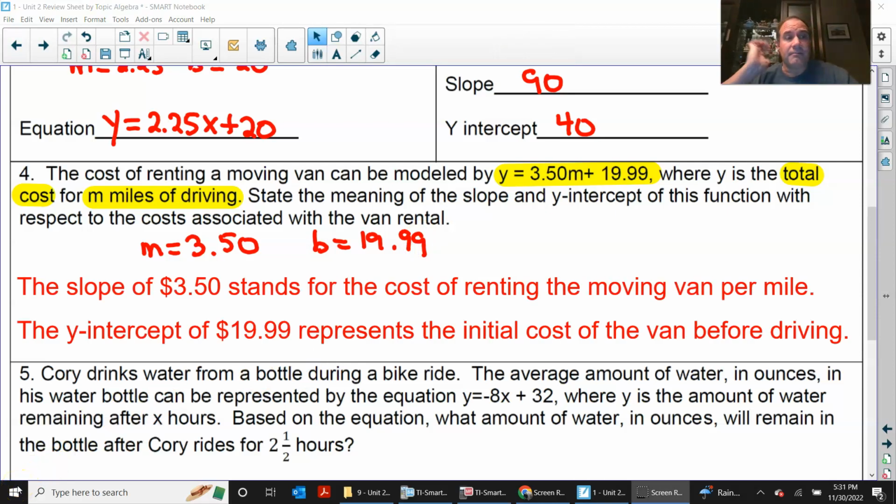So here it is. I wrote it down. I typed it out. The slope of $3.50 stands for the cost of renting the moving van per mile. Right. The y-intercept, which is 19.99, represents the initial cost of the van before driving, and that's basically what you would have to say. All right, and that is that.